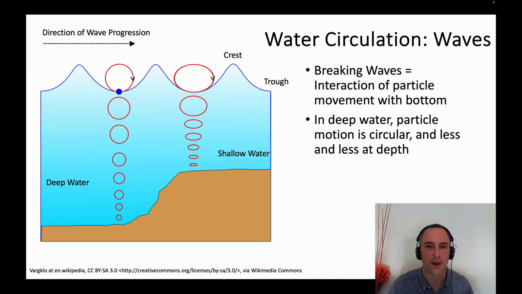no movement. Now, as those waves start to move into shallower water, those circulatory patterns start to get compressed into ovals, and these waves start to interact with the bottom, and this crest will get higher to the point where, since the interaction of those particle movements is happening with the bottom, those waves will eventually break on the shoreline.